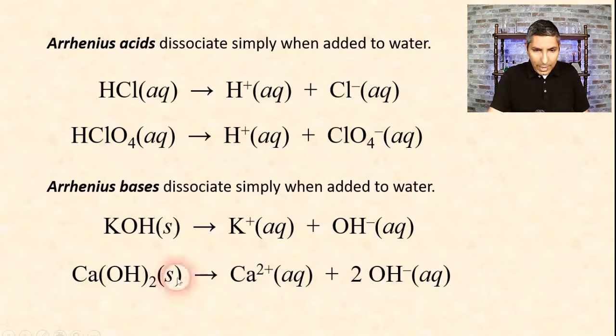Now notice that there is a 2 right here for hydroxide. The reason that's there is to balance the equation. We have 2 hydroxides in that formula right there. So to balance it out, we have to have 2 hydroxides in the coefficient of our product there for hydroxide. Now, as we talk about acids and bases, it's important to understand that acids and bases can be stronger and they can be weaker.